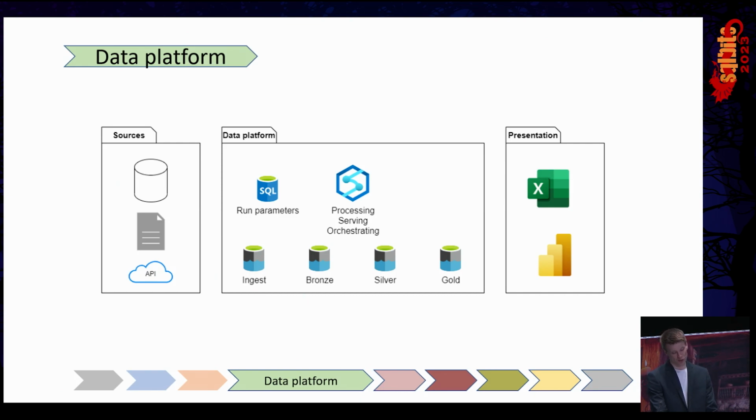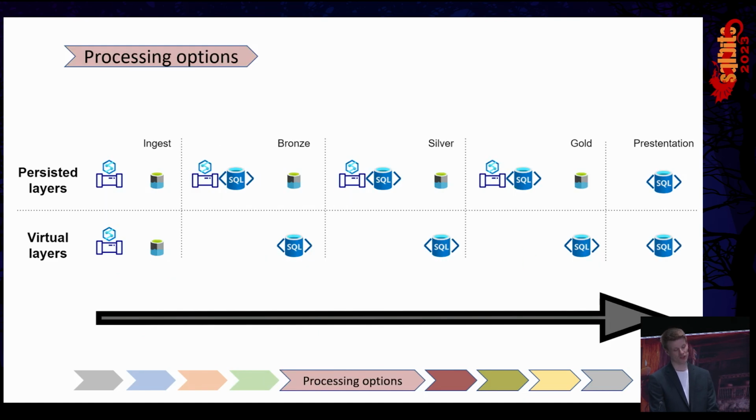Now, I said we're going to go through some processing options for how you can set this up. So basically, how I've set this up is in two ways, and I've tried both of these. So you can persist your layers, or you can use virtual layers. And you can see here, data moves from left to right.